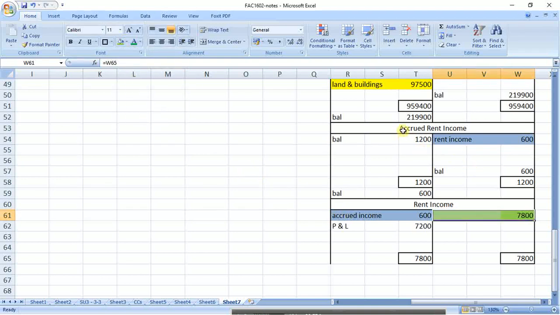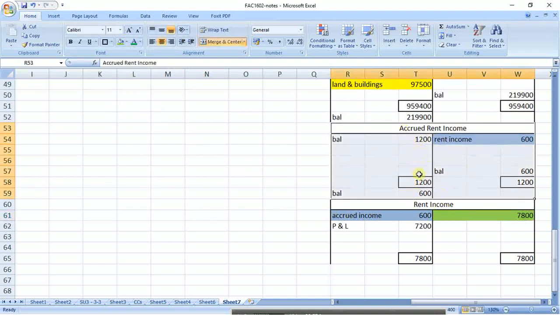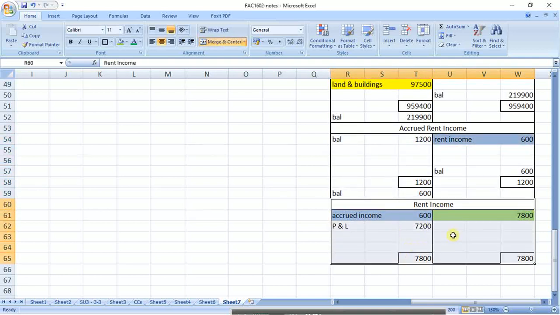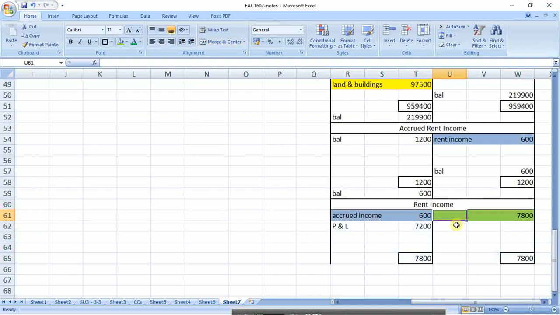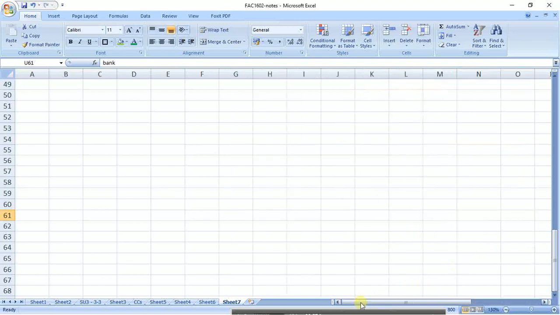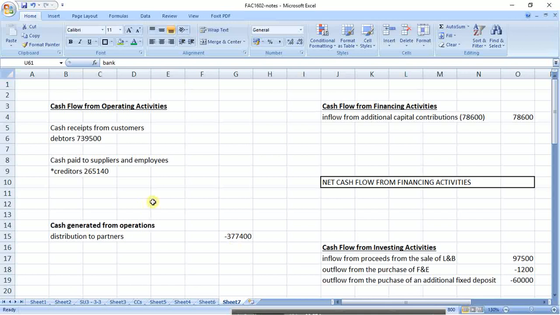Okay, so that's all I need. I just read about rent. I know there's an accrual. So if there's an accrual, I need to do that. If there's no accrual, then I just think about how much I actually paid or received. This is bank. Operating, financing, investing? It is operating. 7,800 must go there. Let me asterisk these things, rents.